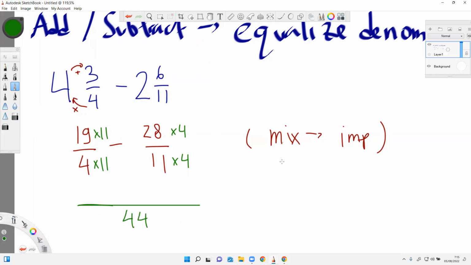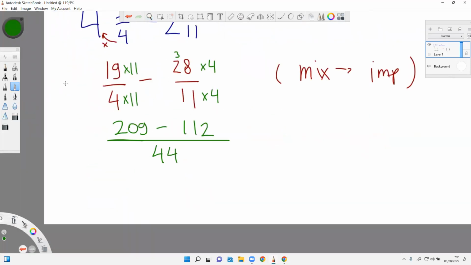Okay, 19 times 11, it's quite hard, but you know, sorry, 209, and then subtract 112, right? Okay, Jones has fast counting. I don't know how he does it. Okay, 9 minus 2, 7, 20 minus 11, 9, right?